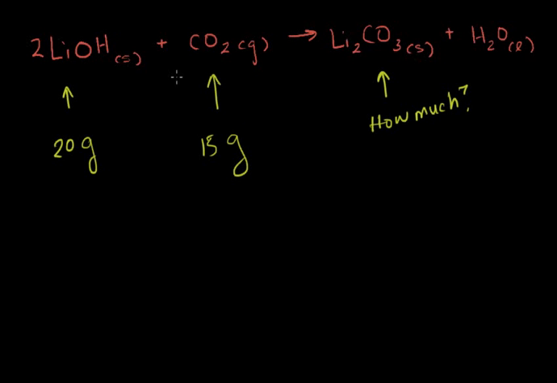We don't really want to work at the atomic level because, of course, there are so many atoms in 20 grams of lithium hydroxide and so many molecules of carbon dioxide in 15 grams. So we're going to work with moles. So the first step, convert to moles. We want to figure out how many moles of reactants we're beginning with.